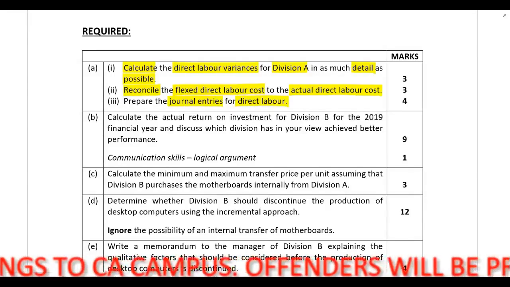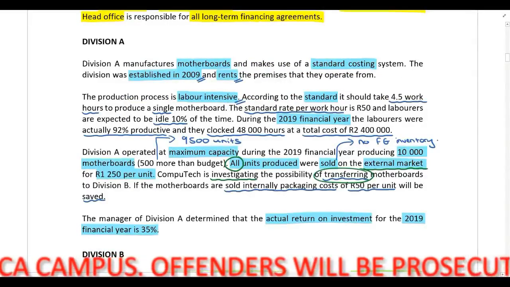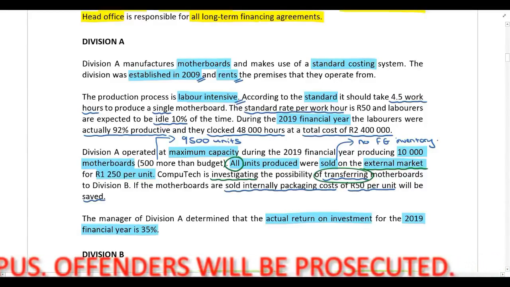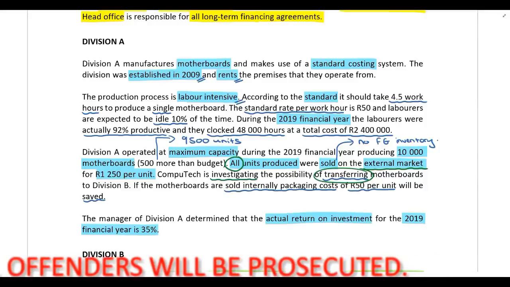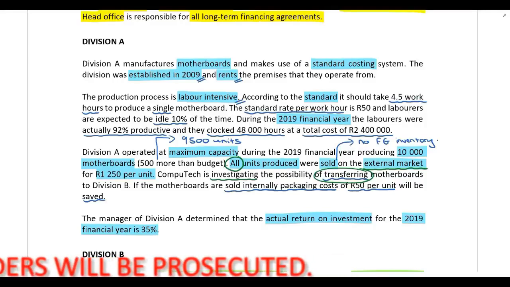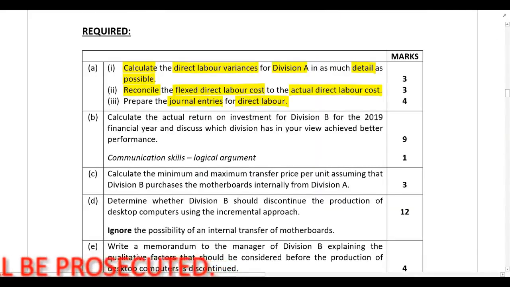All right, so let's go back to the information provided in the scenario. We were given information about idle time and productivity levels. So that means it's possible to calculate a rate variance, an idle time variance, and also an efficiency variance for labour. Please note further, guys, you can see from the required that we are dealing with direct labour.